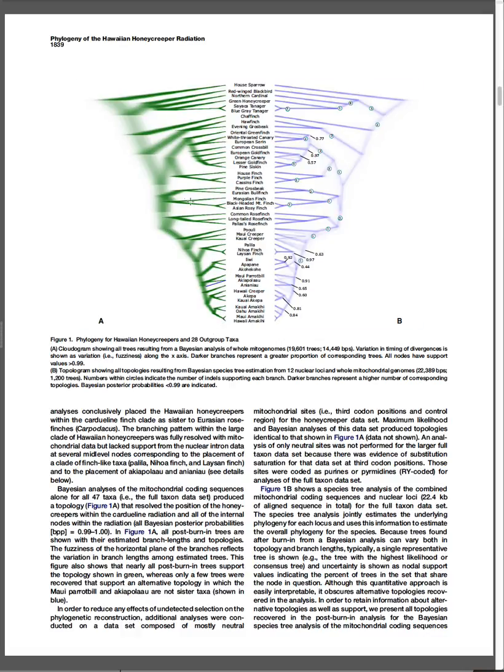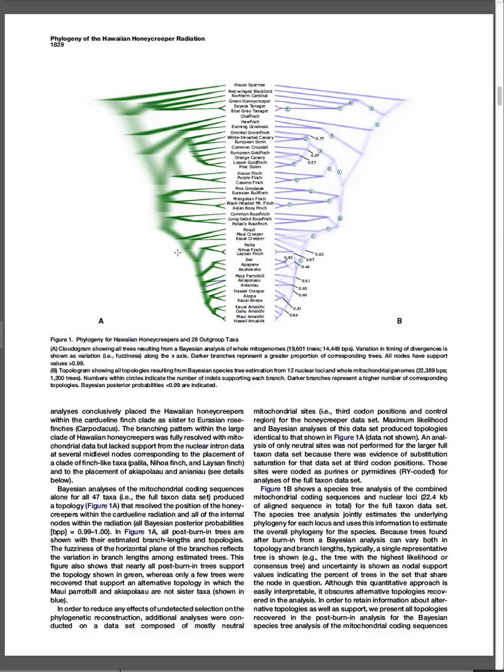The only topological difference is shown right here with this blue line, and that is: is Akiapolaau sister to Maui parrotbill, or does Maui parrotbill diverge and then Akiapolaau? You'll see in the text how many trees showed this difference, but it's reasonably small. It still gives you an idea: how confident are we in these relationships? And it tells you it's mostly the divergence times that we're not sure about with this analysis.